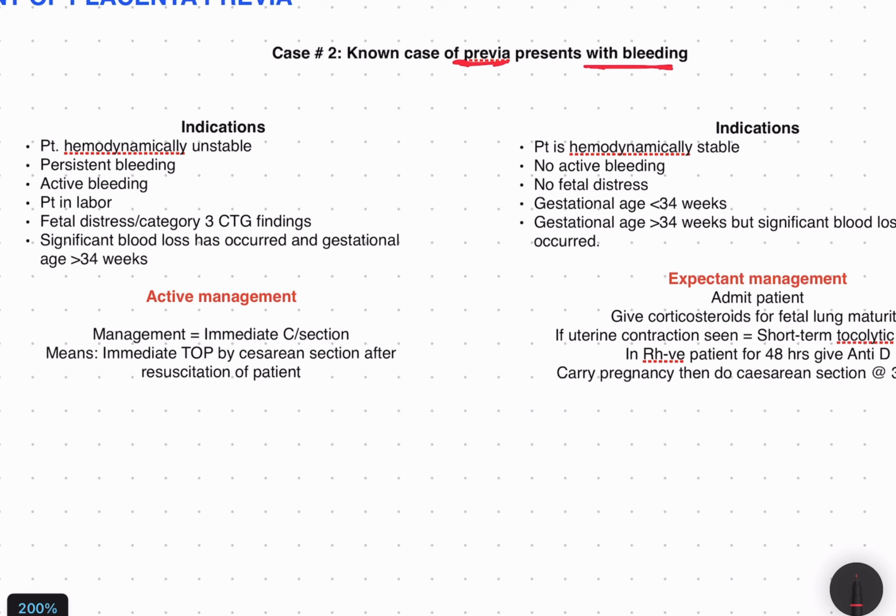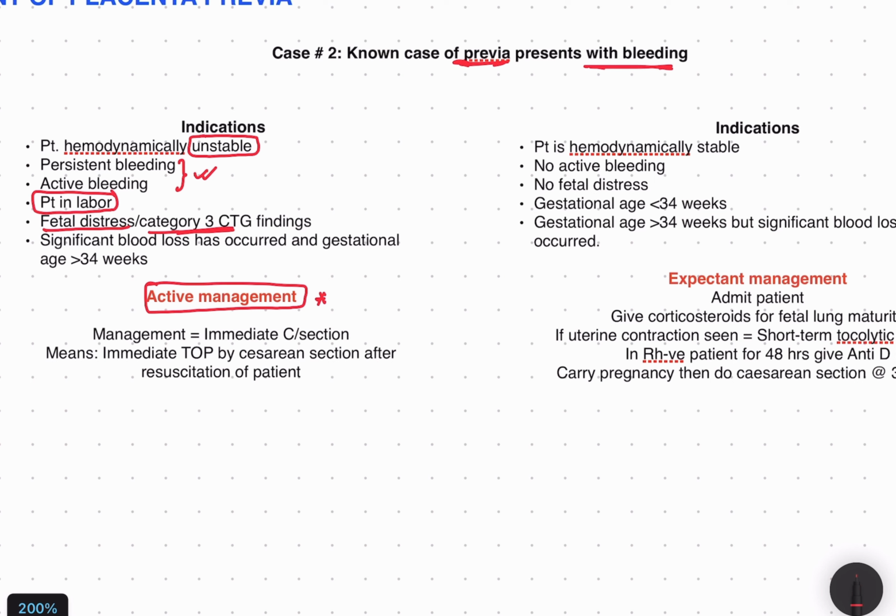There you have to assess a few things. First, whether the mother is hemodynamically stable or unstable. If the mother is hemodynamically unstable because of severe blood loss or persistent blood loss, or the fetus is also in distress and you find category 3 CTG findings, or if the patient is in labor, in these cases you have to go for active management. Very important, you cannot wait for anything.